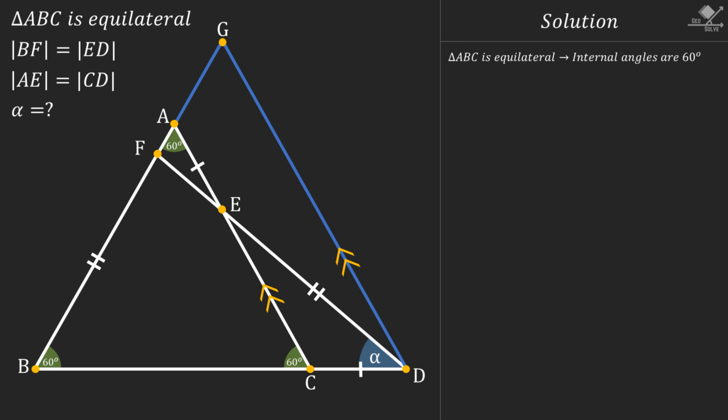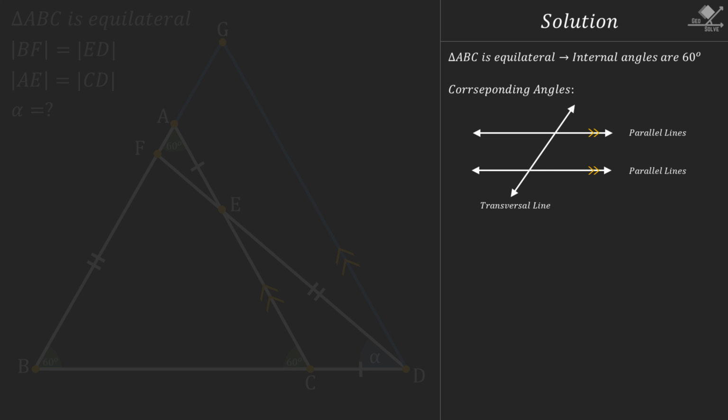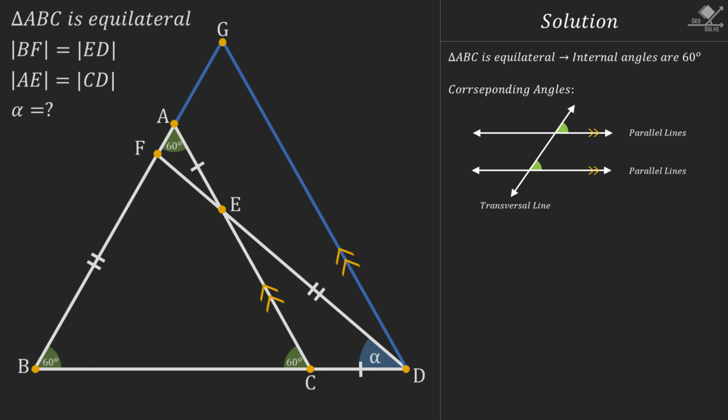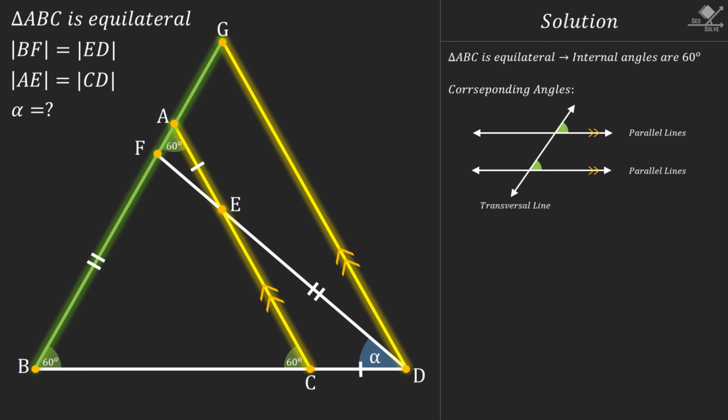Now let's remember corresponding angles with a diagram of two parallel lines cut by a transversal line. In this diagram, the angles with green color will have the same angle measure, or in other words, they are congruent. Now let's go back to our question. In our case, we have these two yellow parallel lines and a green transversal line. So this angle should also be 60 degrees. Now assume this line to be our transversal line. So this angle should be 60 degrees also.